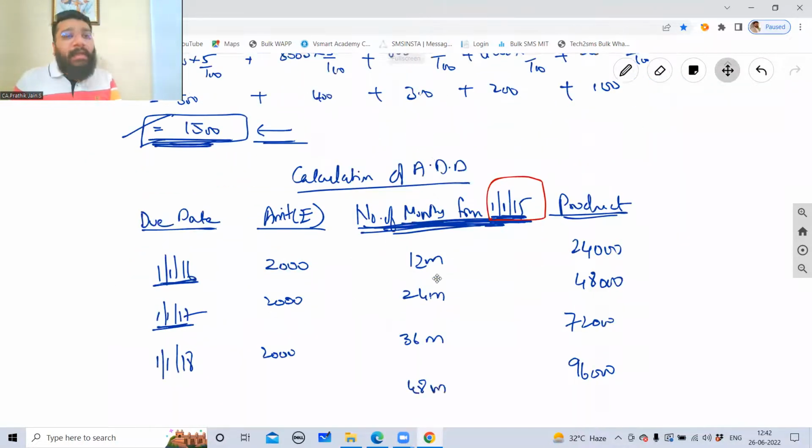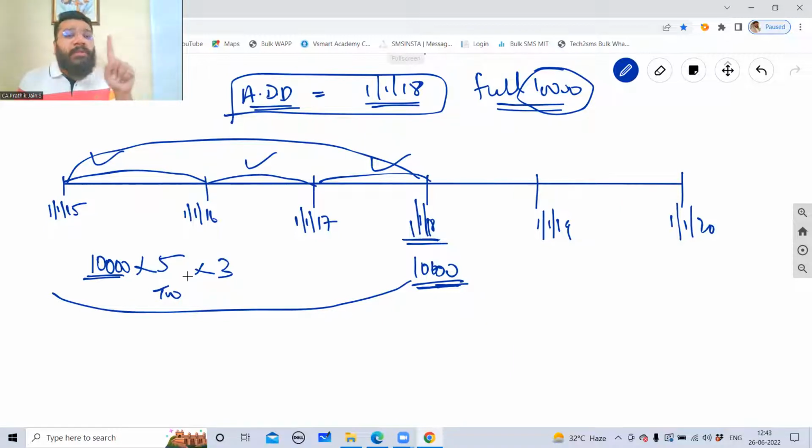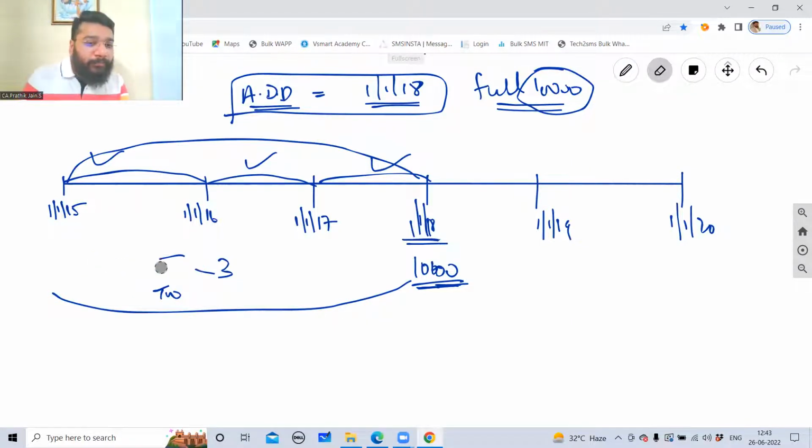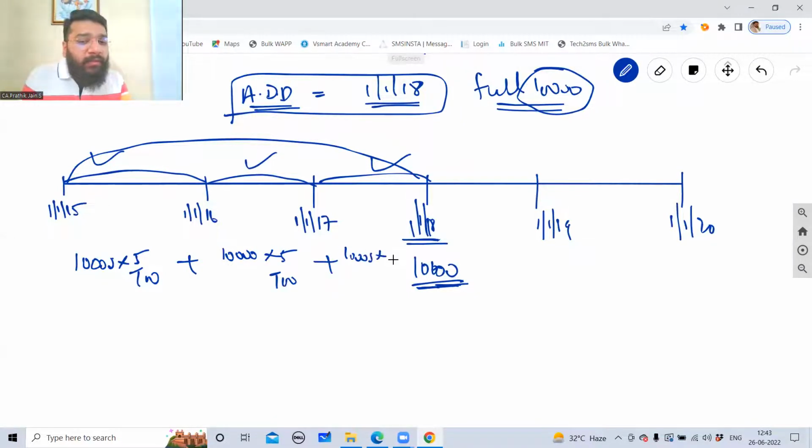But here, he did not make any repayment. He is making the repayment only straight away, 10,000 on 1/1/18. Which means he's enjoying the 10,000 rupees for the full 3 years. So 10,000 into 5/100 will give me the interest for 1 year, because 5% is per annum. Per annum means 12 months. So for 3 years, what will be the interest? Same amount will come. 10,000 into 5/100 is the interest for the first year, plus 10,000 into 5/100 for the second year, plus 10,000 into 5/100 for the third year. So you'll get 500 plus 500 plus 500, which is 1,500.